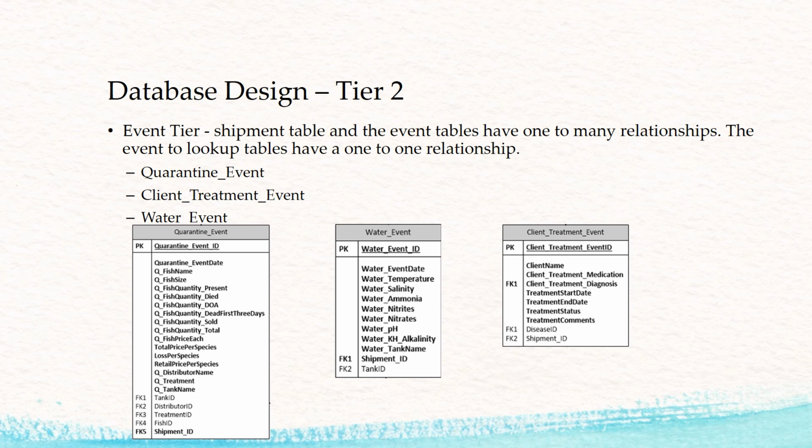In other words, there can be multiple events for one shipment, but there can only be one shipment for each event. The tables in the event tier have a one-to-one relationship with the tables in the lookup tier. The event tier tables are quarantine event, client treatment event, and water event tables.